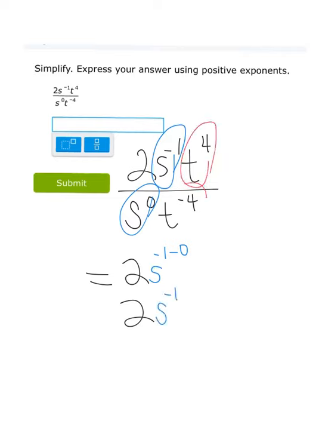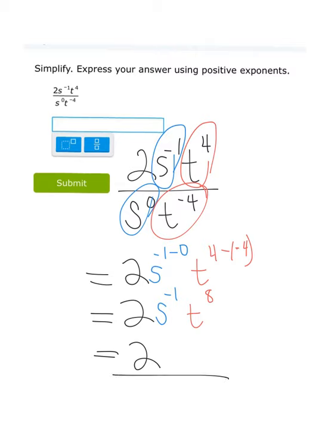Now I'm going to look at the t's. So I have t to the 4 minus negative 4. Okay, minus a negative is really a plus, so this turns into 4 plus 4. So this would become t to the 8th. Okay, one final step. I don't want any negative exponents, so I need to make this s to the negative 1 positive, and I do that by moving it to the denominator. So this would become 2t to the 8th over s to the 1.